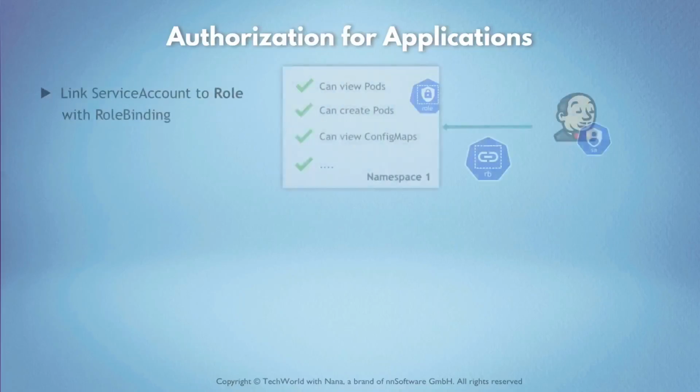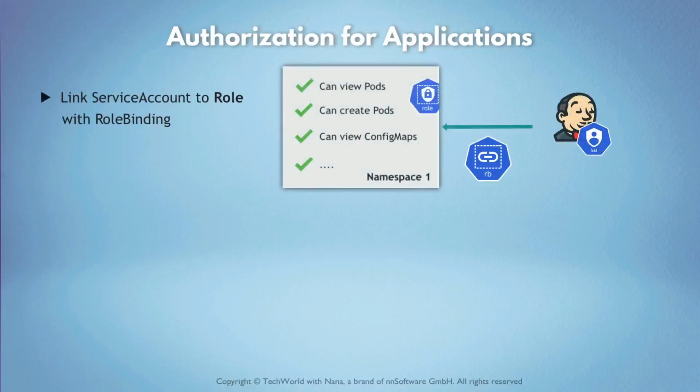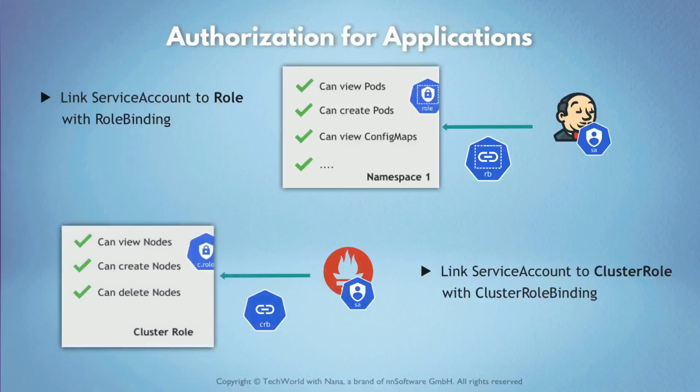And the same way as for human users, you can link service account to a role or cluster role with role binding or cluster role binding component. And with binding, service account or the application user that is behind that service account will get permissions that are defined in the role or cluster role.